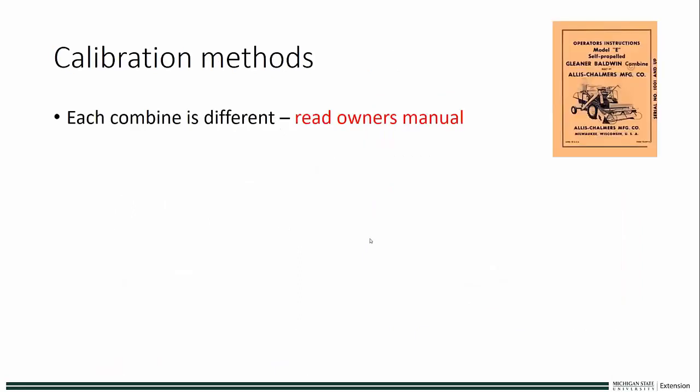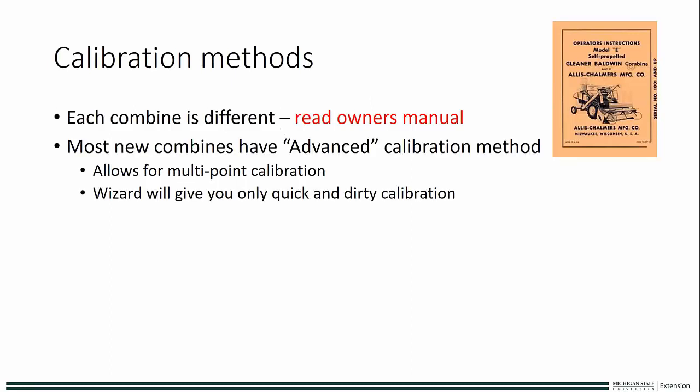So, calibration methods: each combine is different. You have to read the owner's manual. Everybody asks me if there is a simple, quick, and easy way to do it. Every model of combine is different, and every make or manufacturer is different. But there are always good, clear instructions in the owner's manual, so make sure you read it. Most of the newer combines have what they call an advanced calibration method.